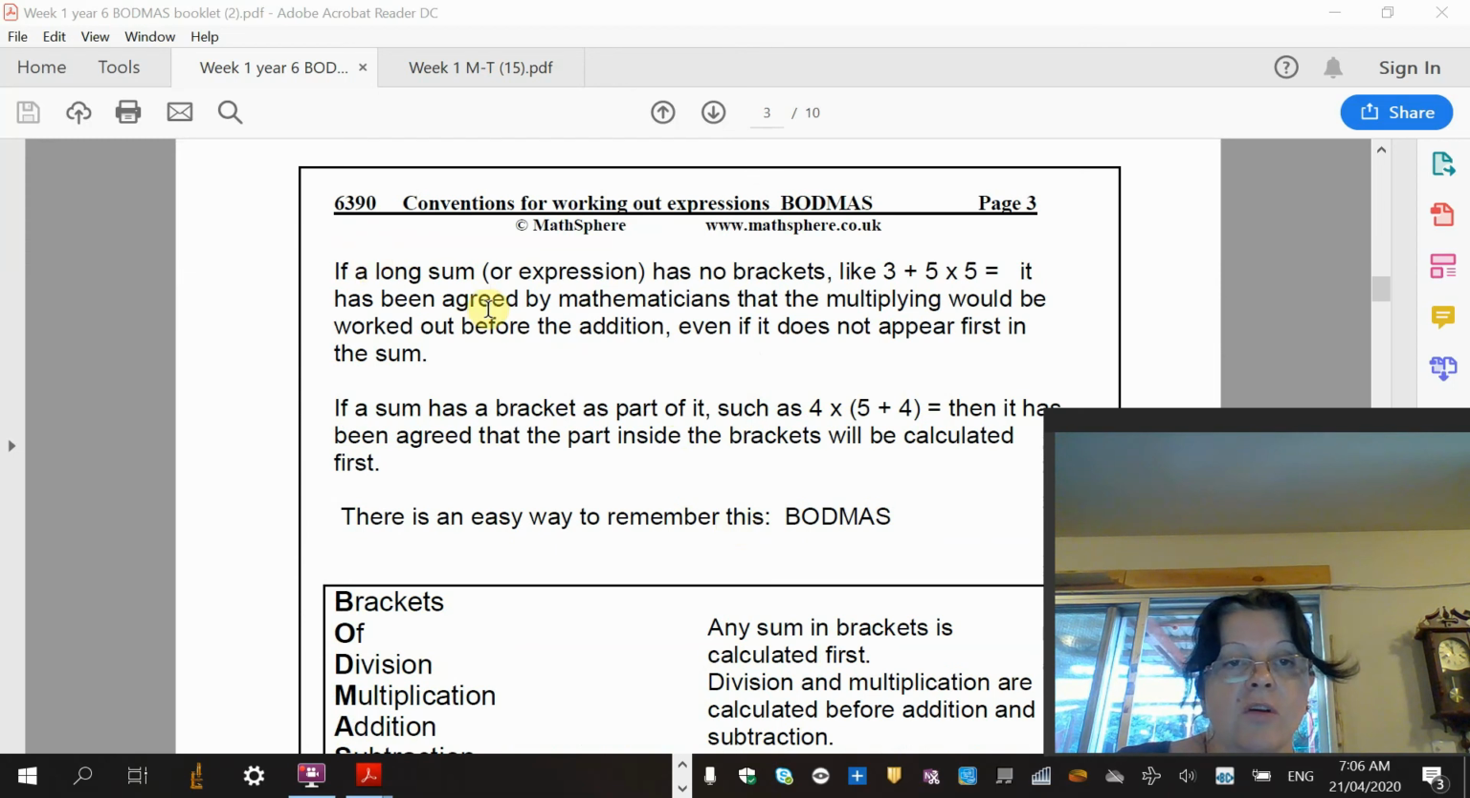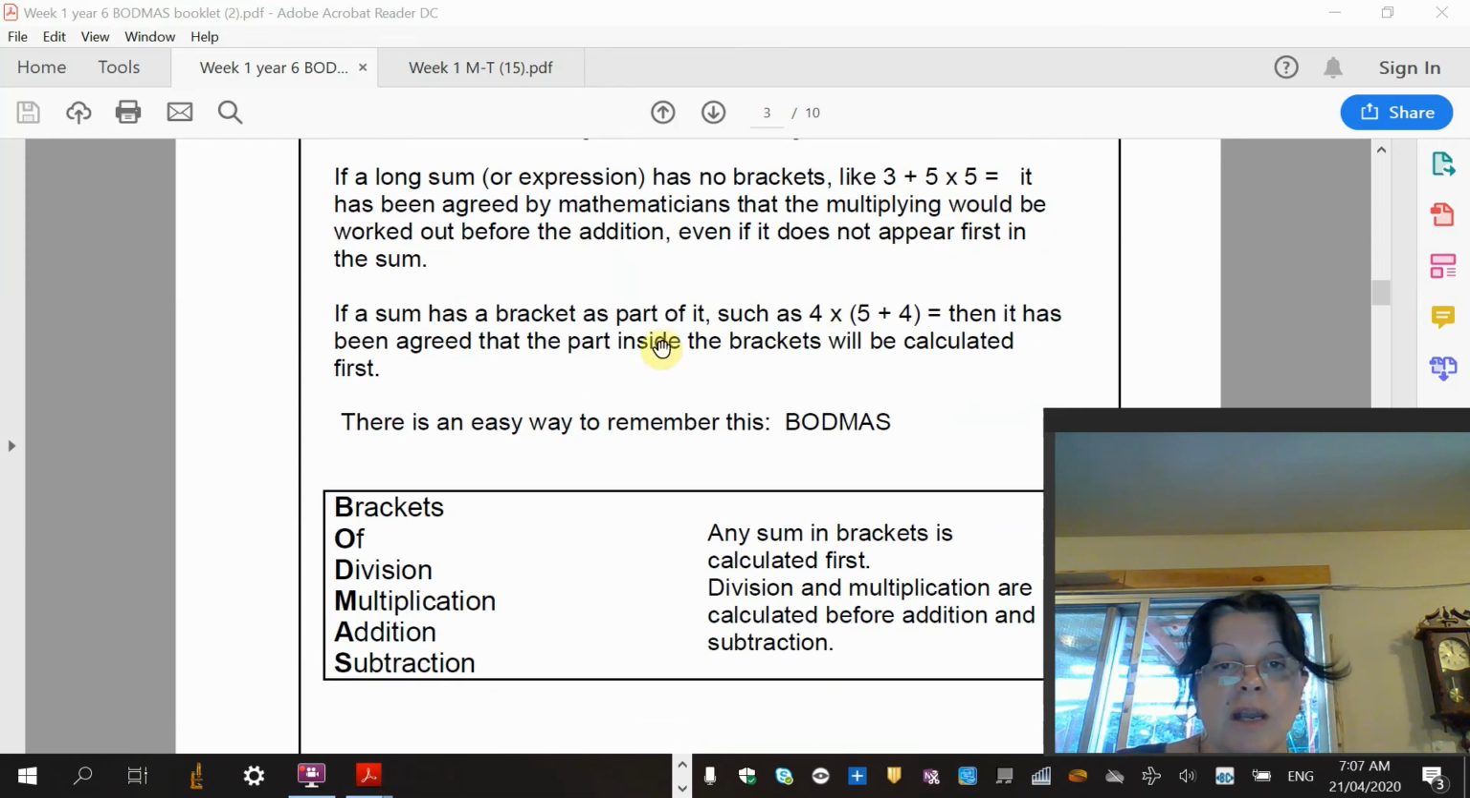Okay, if a long sum has no brackets, like 3 plus 5 times 5, it has been agreed by mathematicians that multiplying would be worked out before the addition, even if it does not appear first in the sum. So even though this part is not first, we do that first because that's what our rule says.